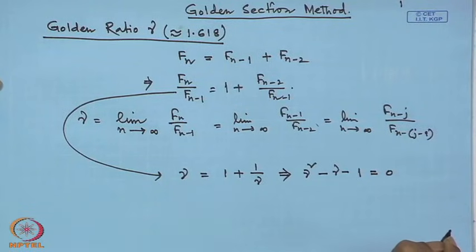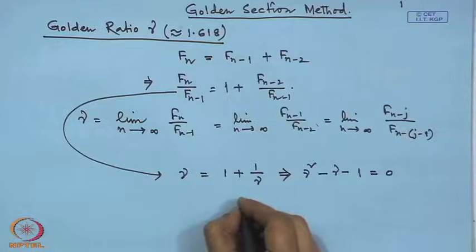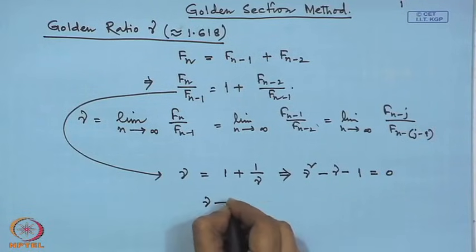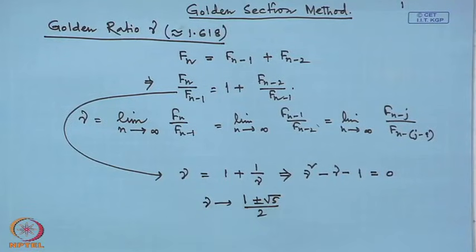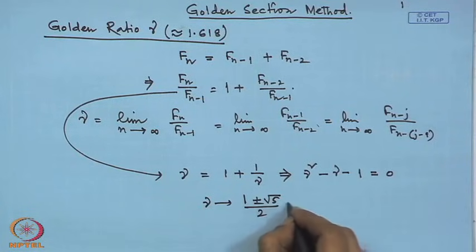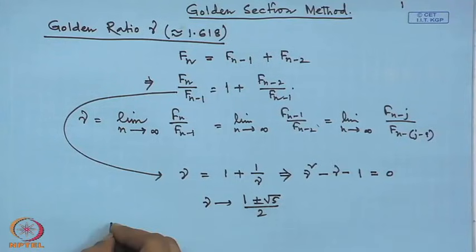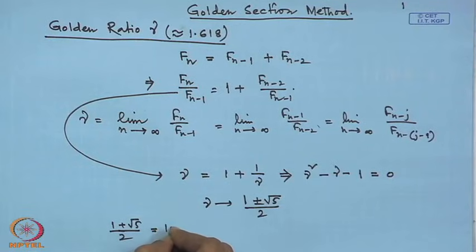Since this is a polynomial of degree 2, we will apply the process to get the roots of this equation by considering minus b plus minus root over b square minus 4ac divided by 2a. We will get two roots of gamma, 1 plus minus root 5 divided by 2. If we consider the positive value of gamma, that means 1 plus root 5 by 2, this value is almost similar to 1.618.